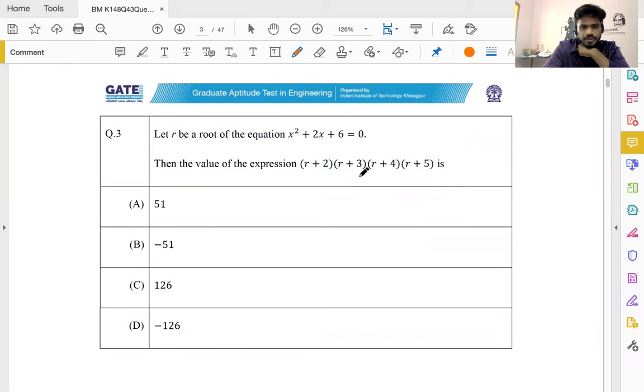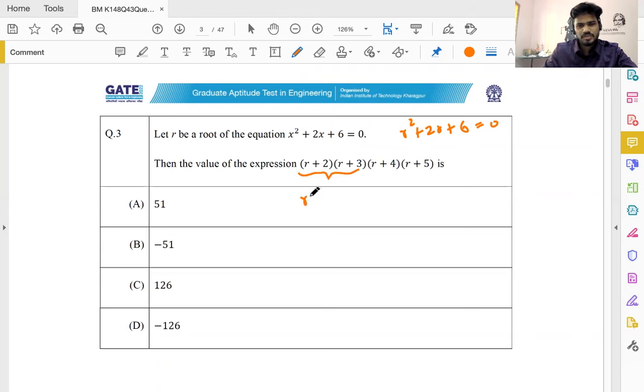Okay, let R be a root of the equation x squared plus 2x plus 6 is 0. Then find the value of the expression. Again, an easy question. We have seen this again and again in terms of Cayley-Hamilton, finding some powers of a matrix. In this case, instead of Cayley-Hamilton, it's just a root of the equation. So R satisfies R square plus 2R plus 6 equals 0. Can you find a higher order power of R? I think this can be quickly simplified.